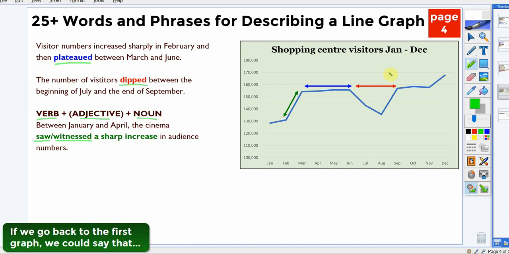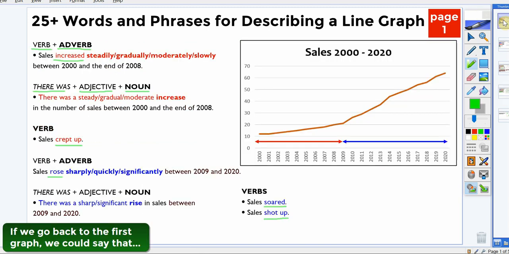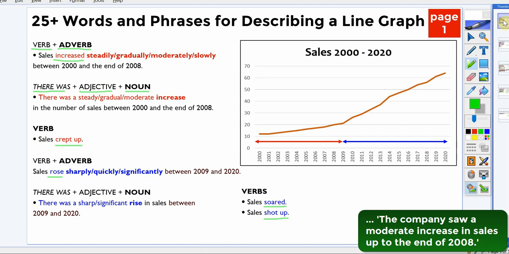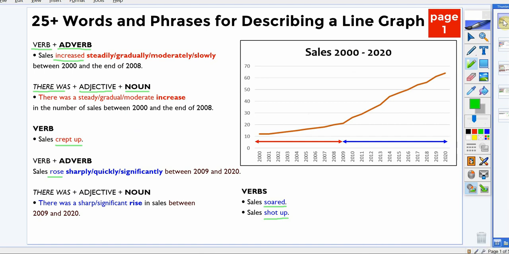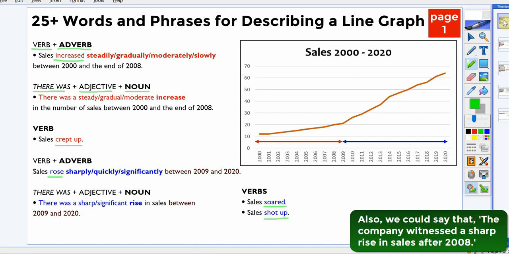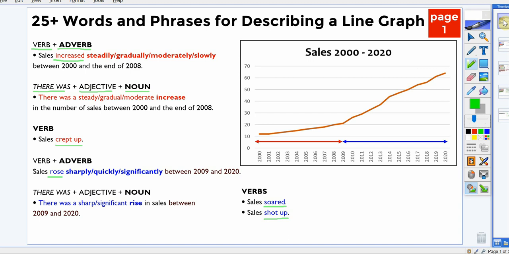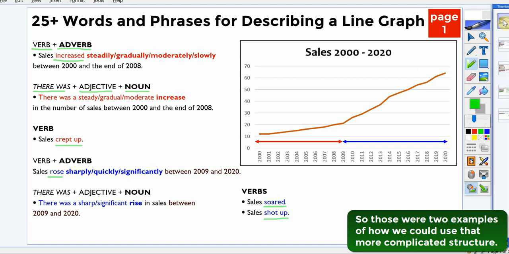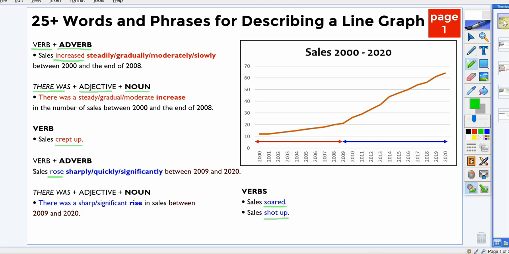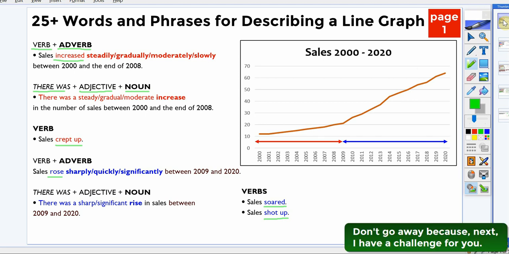If we go back to the first graph, we could say that the company saw a moderate increase in sales up to the end of 2008. Also, we could say that the company witnessed a sharp rise in sales after 2008. So those were 2 examples of how we could use that more complicated structure. Don't go away, because next I have a challenge for you.